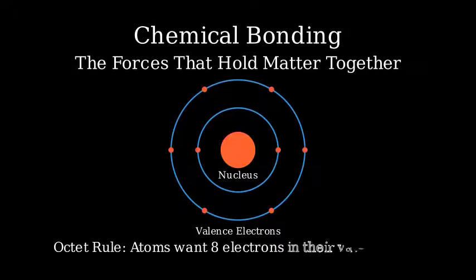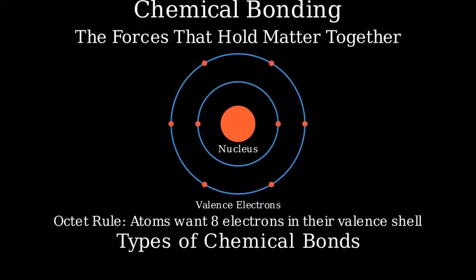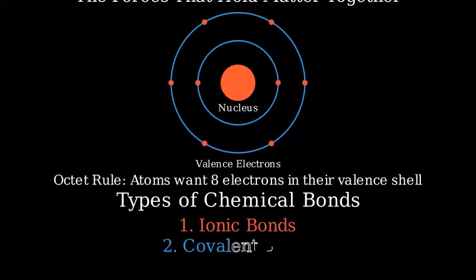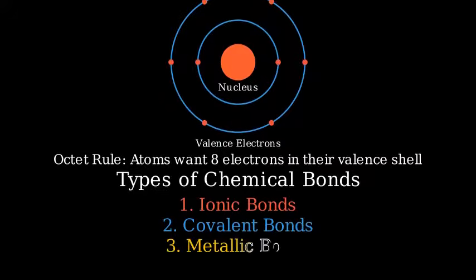Most atoms strive to achieve a full valence shell of 8 electrons, which we call the octet rule. This stable configuration is similar to that of noble gases. There are 3 main types of chemical bonds: ionic bonds, covalent bonds, and metallic bonds. Let's examine each type in detail.